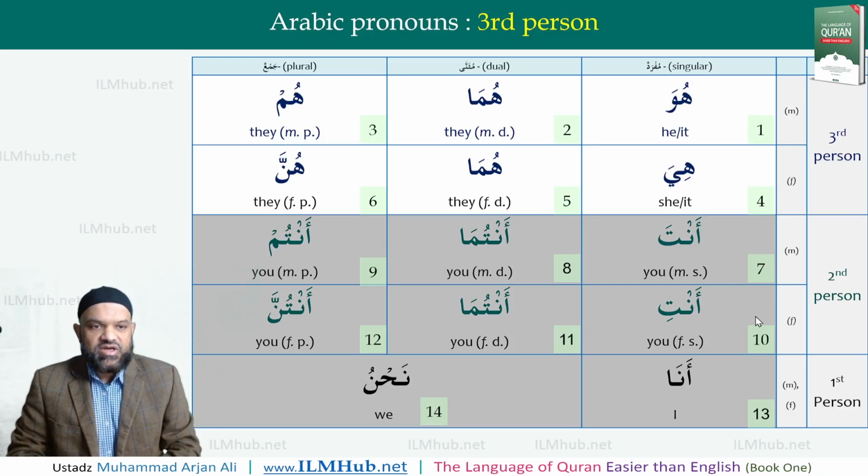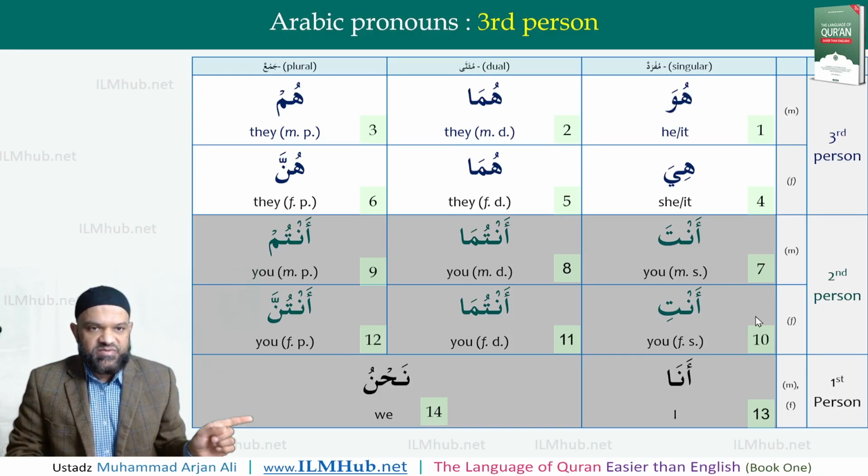So let's begin, inshallah. Huwa, he. Please repeat after me. Huwa, he. And then two fingers pointing this way. Huma, they. Huwa, he. Huma, they. And then four fingers pointing this way to indicate three or more. Hum, they. So hum is for masculine, plural.